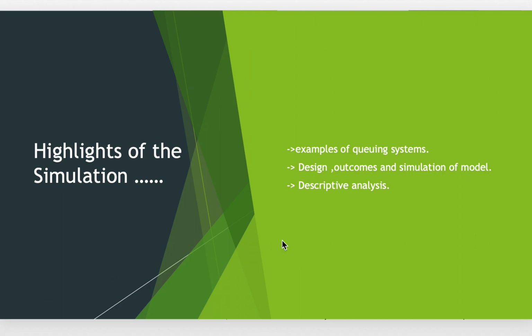Now let us see the highlights of the simulation. We have seen different examples of queuing systems. We have seen the design, the outcomes of the model, and even the simulation of the model itself. We have also seen the descriptive analysis of the model. I hope this simulation gives you the overall picture of queuing systems, especially the triple server queuing system. And thank you so much.